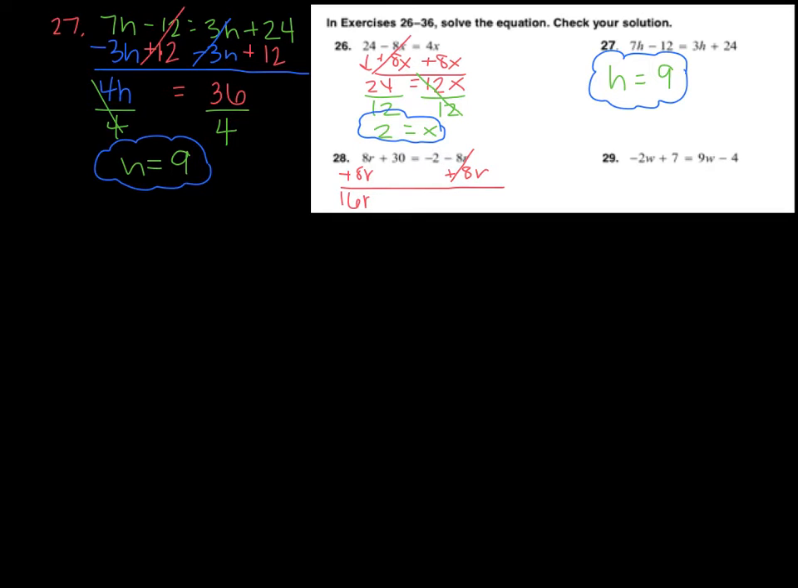Since I moved my variables to the left, that means this positive 30 has to move to the other side. The opposite of positive is subtracting 30. Positive and negative 30 cancel, and negative 2 and negative 30 make negative 32. Since I still need to get r by itself, the opposite of multiplying by 16 is to divide both sides by 16. 16 divided by 16 leaves me 1r, and negative 32 divided by 16 is negative 2, which would be my answer for r.